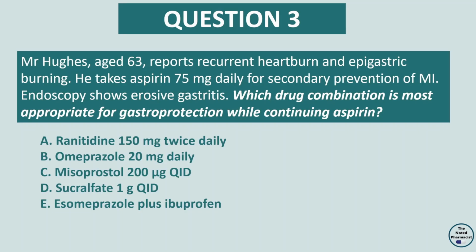Option A, ranitidine 150 mg twice daily. Option B, omeprazole 20 mg daily. Option C, misoprostol 200 micrograms 4 times a day. Option D, sucralfate 1 gram 4 times a day. Option E, esomeprazole plus ibuprofen.